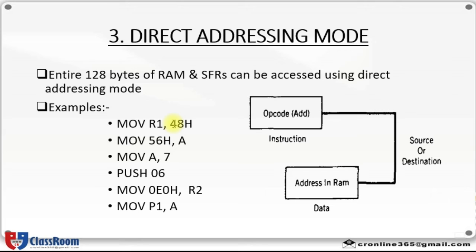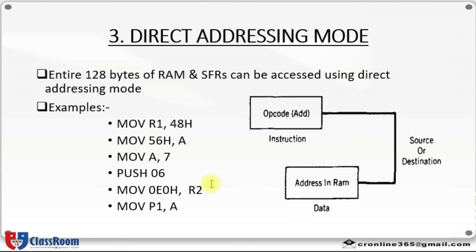Then what is the meaning of move A, 7? 7 means register R7. Copy the contents of register R7 into the accumulator. Then direct addressing mode also uses two instructions, push and pop. Push 06. Push 06 means register R6. Push the contents of register R6 onto the stack. Then pop 06 means pop the contents of register R6 from the stack.